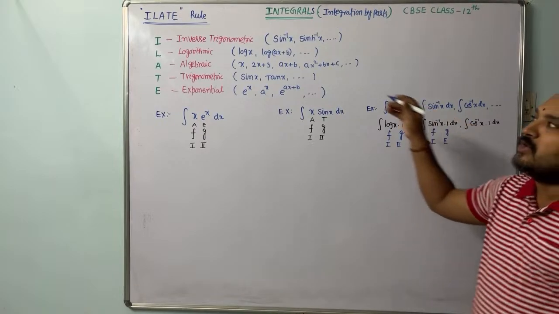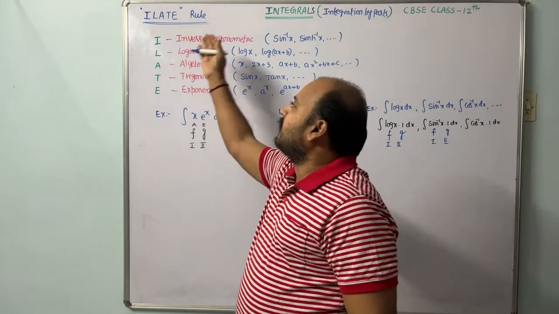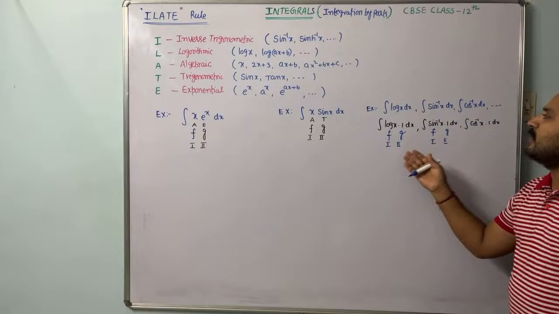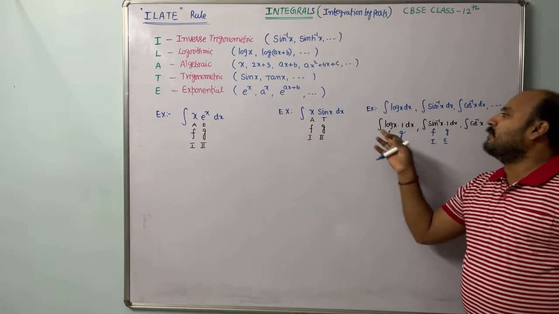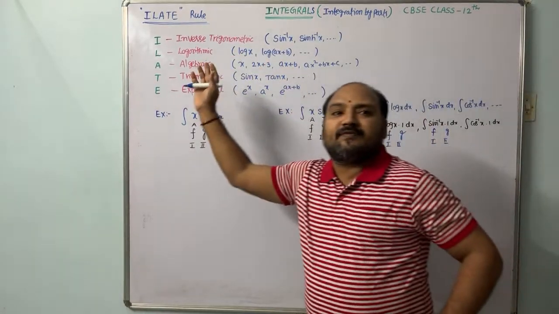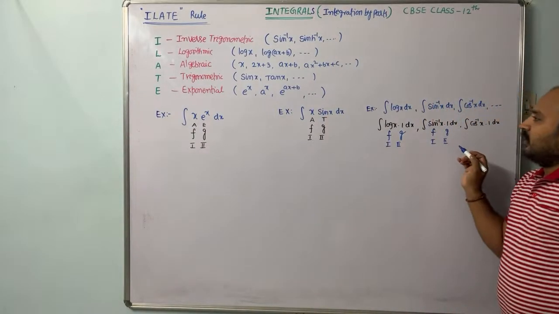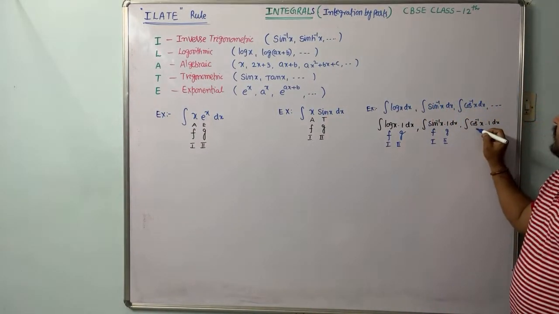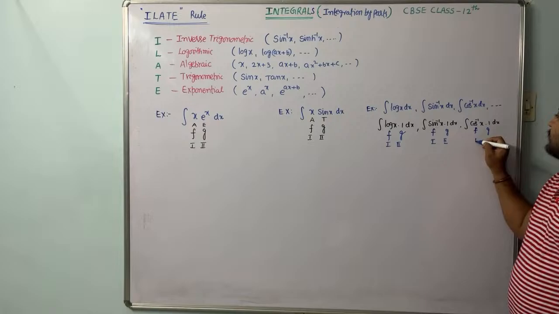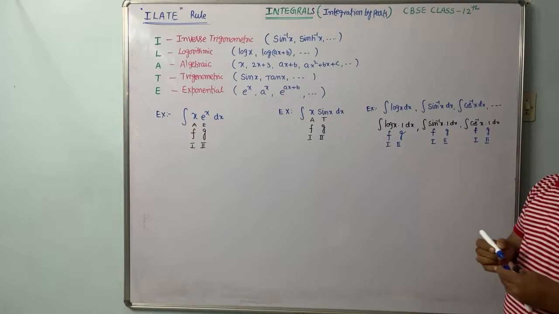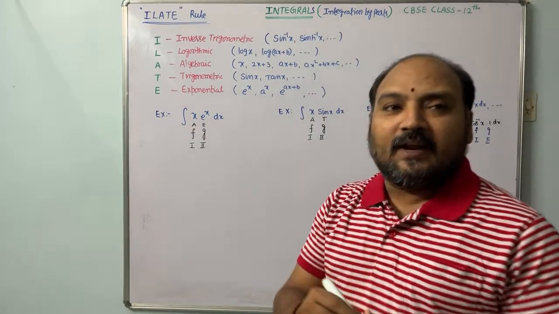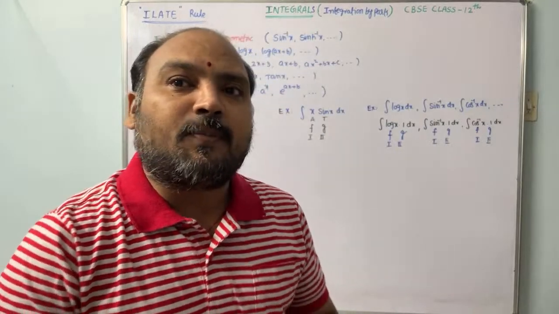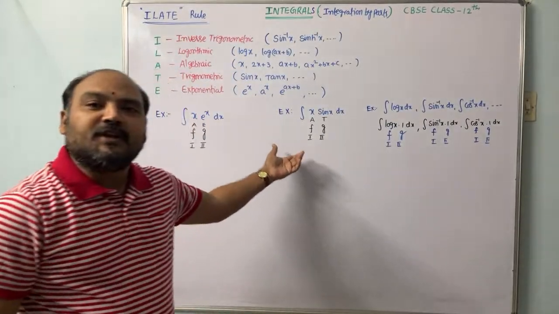For inverse trigonometry, by using the ILATE formula, logarithmic and inverse trigonometric become first. Here only logarithmic is there, that's why we are taking it as the first function. And here, this is f of x, this is g of x, first function, second function. I hope you understand this clearly while solving the product of two functions in integration.